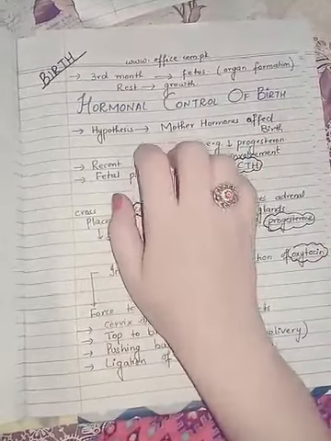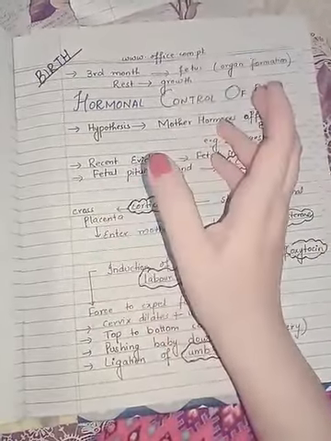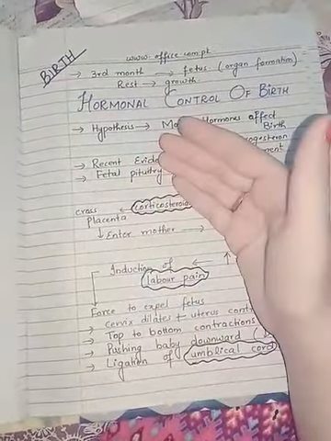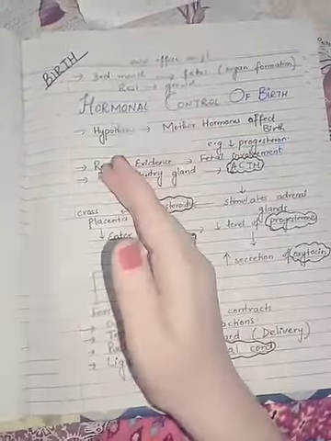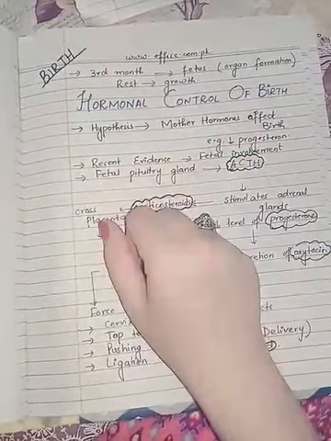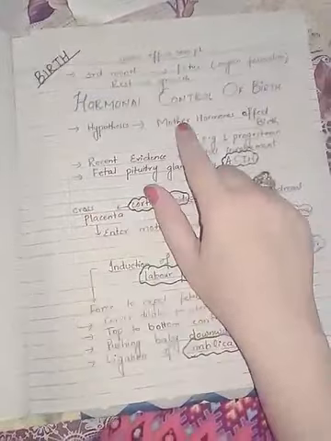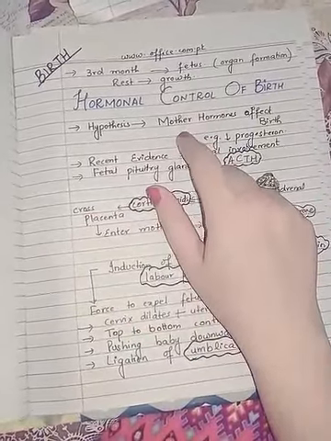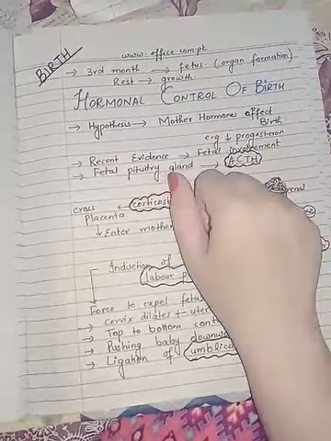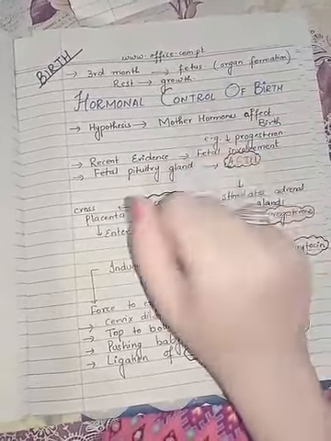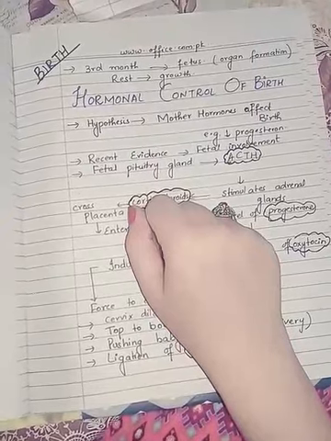Now we will see what are the hormones that control the process of birth. Is it the mother or the fetus that controls the timing of the birth? According to an old hypothesis and theories, it is the mother's hormonal system that affects the timing of the birth. For example, the low progesterone level. But what causes the progesterone level to fall down?